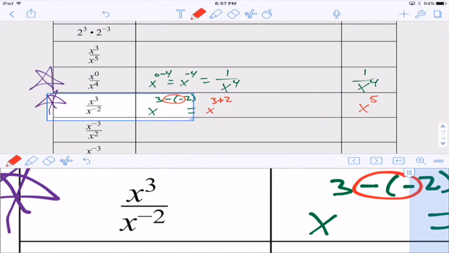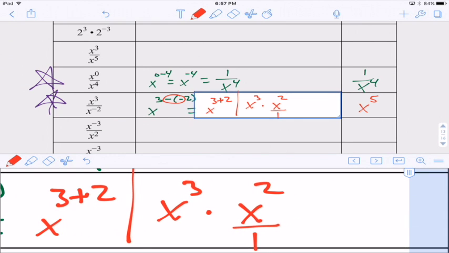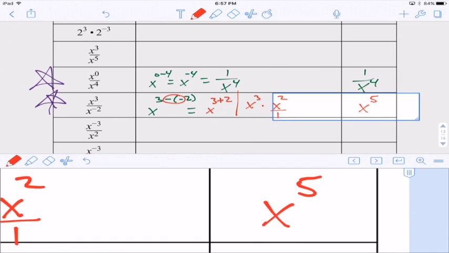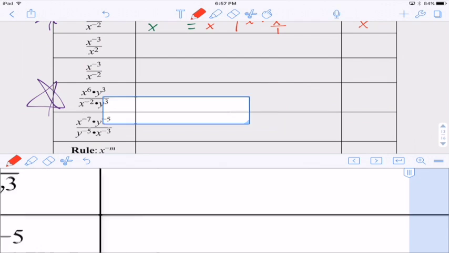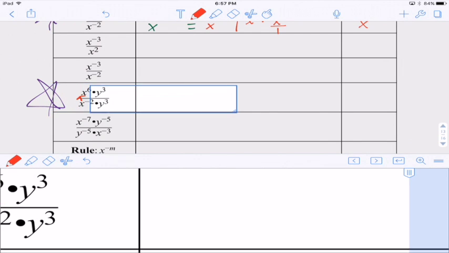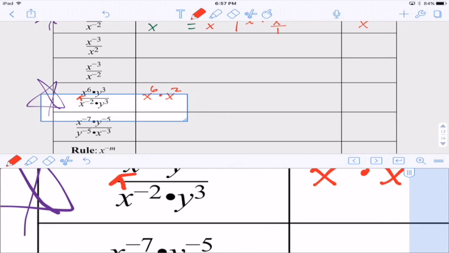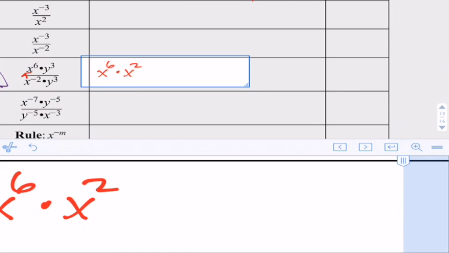Or if I do it the other way, I can flip this and I can get x cubed times, now I'm going to flip that x to the negative 2 over, and I get x squared over 1. I kind of flipped it over, and then I can add, now I can multiply, so I get x to the 3 plus 2, which is the same thing. Okay, last one. So I've got x to the negative 2. I can switch that over the fraction bar and make it positive. That's what I mean by flipping. So I can do x to the 6th times x squared. That was my negative 2 going over the fraction bar and becoming positive.